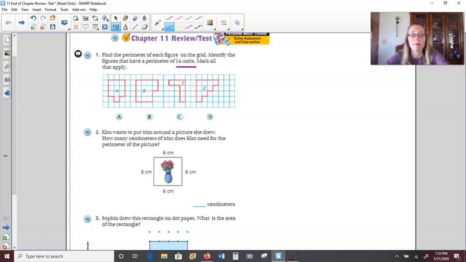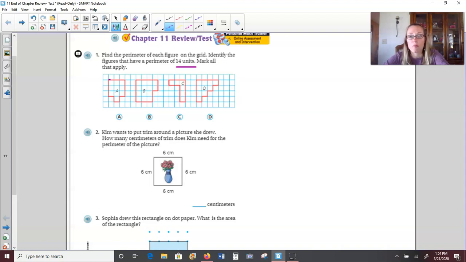Remember, perimeter is the distance around. So let's start with shape A. Because these are odd shapes, we can't really just go through a quick formula of adding 2 sides and doubling it like we could do with rectangles. So I'm going to trace around the shape, count the units as we go, and we're looking for the ones that measure 14 total units.